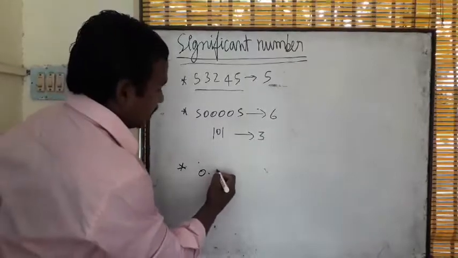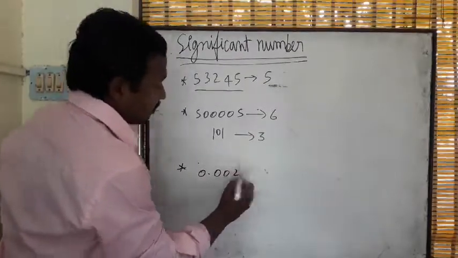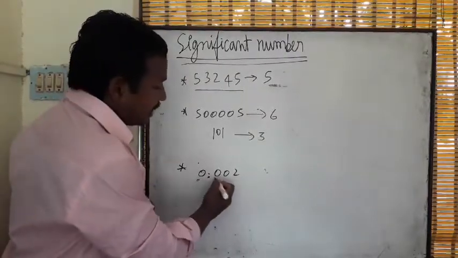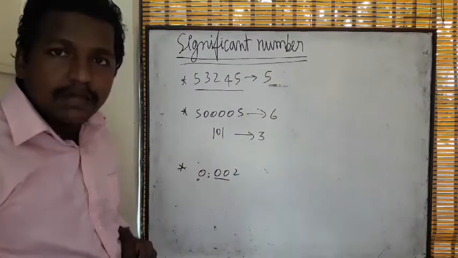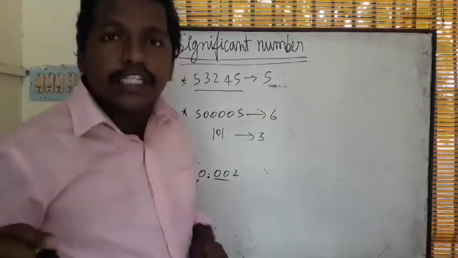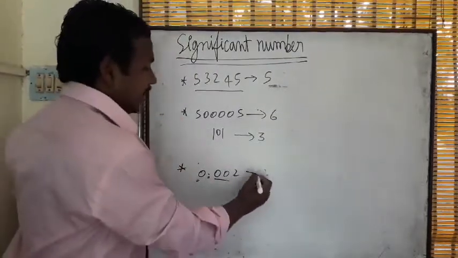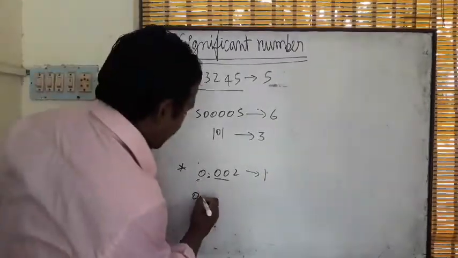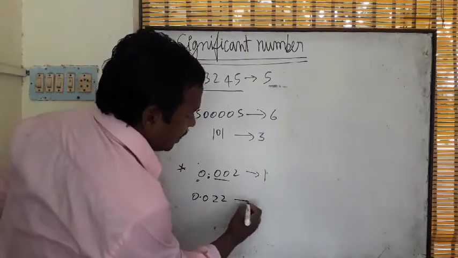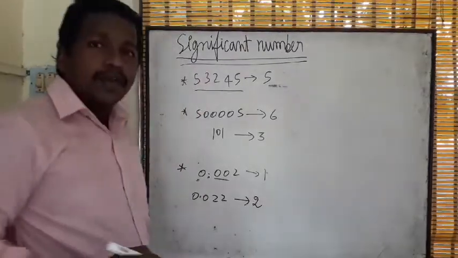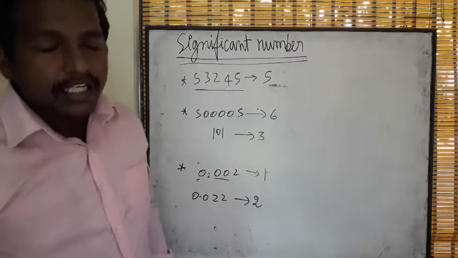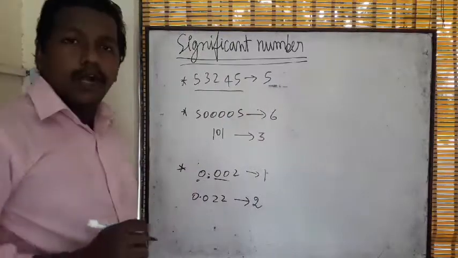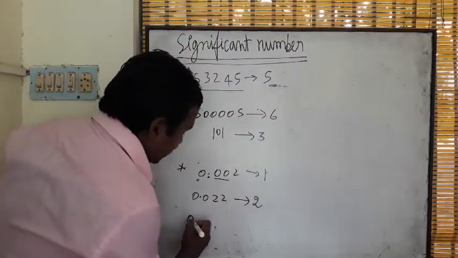Another thing: the value less than 1. For example 0.002. The value is less than 1, so before and after the decimal, the zeros we do not need to consider as significant. That means here only one significant number is there. Again, 0.022: here 2 significant numbers are there. The zeros before and after the decimal are not taken as significant because the value is less than 1.